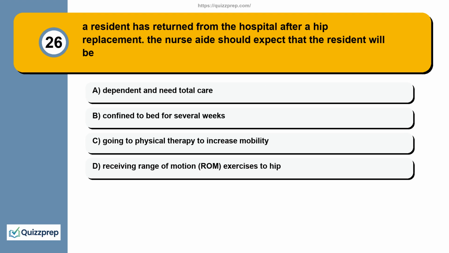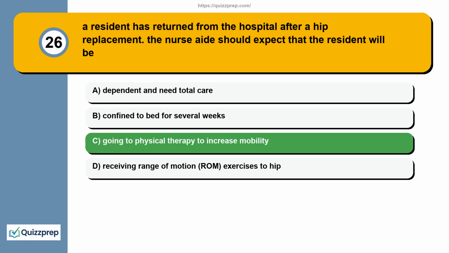Question 26. A resident has returned from the hospital after a hip replacement. The nurse aide should expect that the resident will be: Option A, dependent and need total care. Option B, confined to bed for several weeks. Option C, going to physical therapy to increase mobility. Option D, receiving range of motion, ROM, exercises to hip. The correct answer is option C, going to physical therapy to increase mobility.